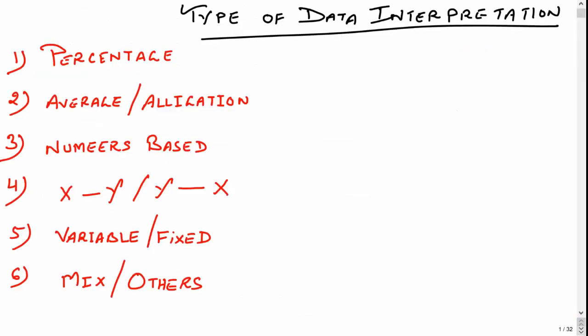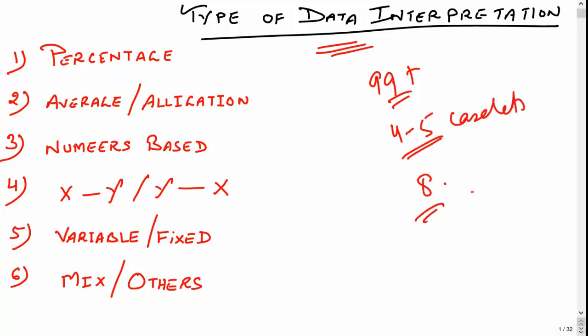Let's get into the types of LRDI, types of data interpretation. Mostly, data interpretation has now become quite logical in CAT, which most of you know, and that's why this section has become the toughest section in CAT. To get above 99 percentile in LRDI, you have to solve at least 4 to 5 caselets out of the 8 caselets that you will be having in the examination.